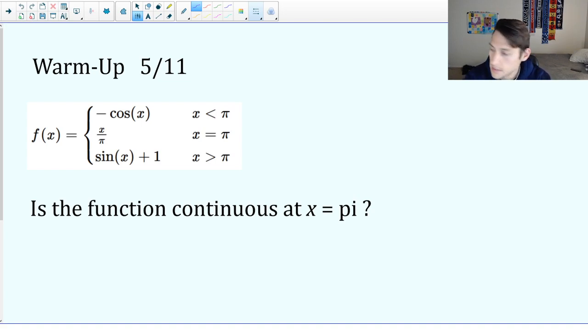We left off talking about limits, starting off on limits and how they work. And we talked about continuity. So, I have a piecewise function here. And my question is, is the function continuous at x equals pi?